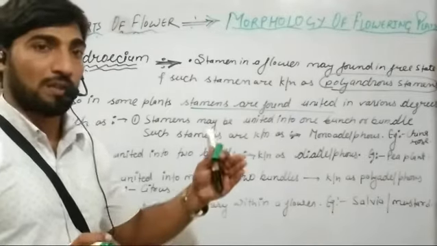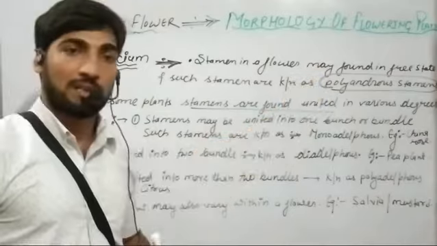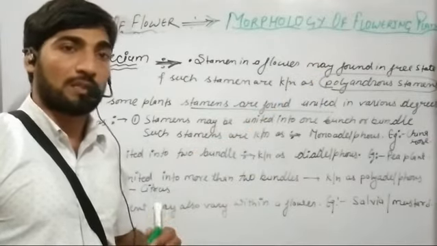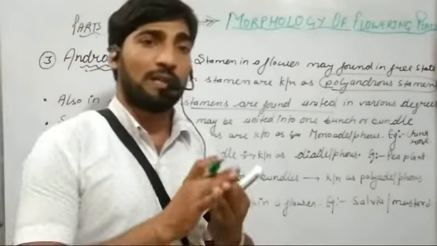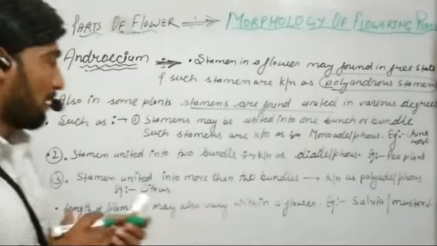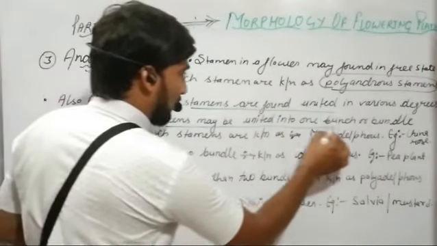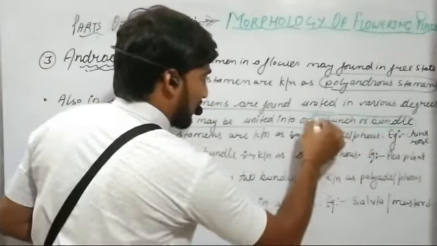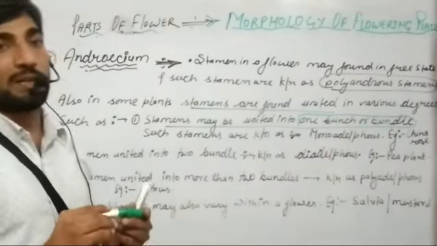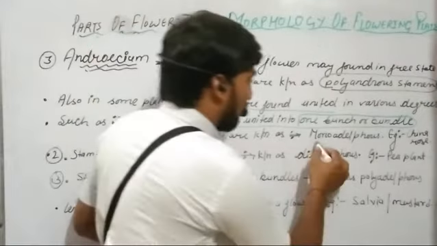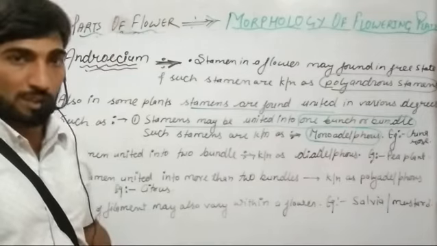Now, in some plants, the stamens are found united with each other in various degrees. So in some plants, if the stamens are present in a free state, they are known as polyandrous stamens. And in some plants, these stamens may be found united, in different degrees. For example, if the stamens are united in only one bunch or bundle, then such stamens are known as monoadelphous stamens.